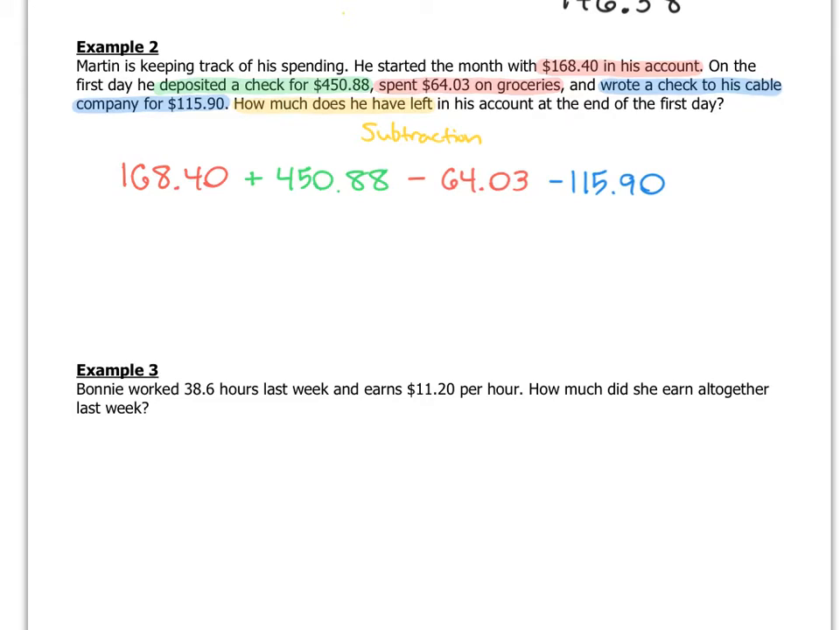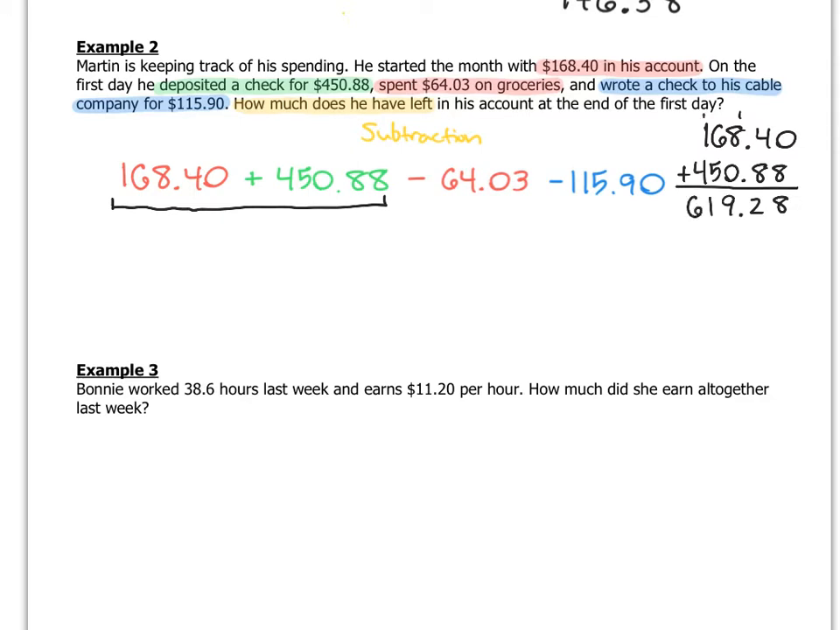So now I'm going to start working this addition and subtraction one step at a time, starting by adding my 168.40 with my 450.88. And I'm going to do all of my work over here to the side. So 168.40 plus 450.88. Line up my decimal points and I add these together. When I do that, I get 619.28.